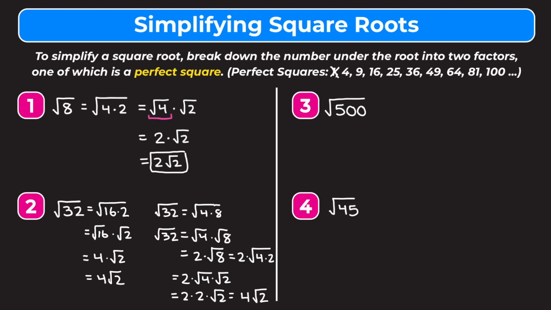So it doesn't matter if you choose the largest perfect square factor of the number or a different perfect square factor, you can still get to the answer, but it is a little bit faster to choose the largest perfect square factor of the number under the root.